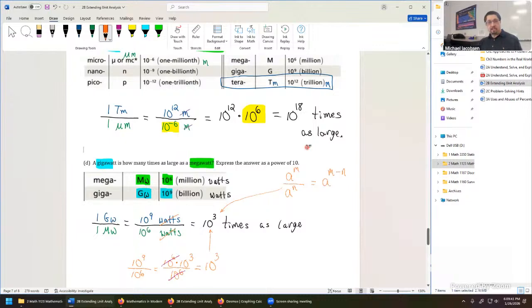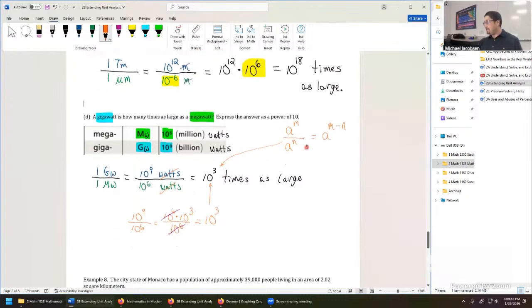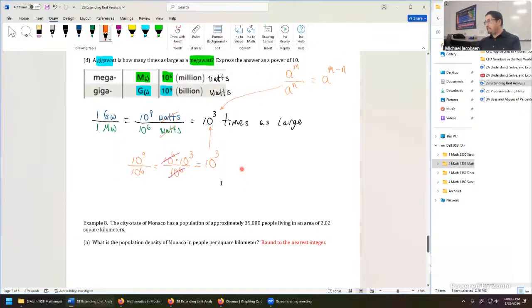Okay, last problem is all about density. And it's a kind of interesting question to start out. It says, the city-state of Monaco has a population of approximately 39,000 people living in an area of 2.02 square kilometers. We want to know the density of Monaco in terms of people per square kilometer.